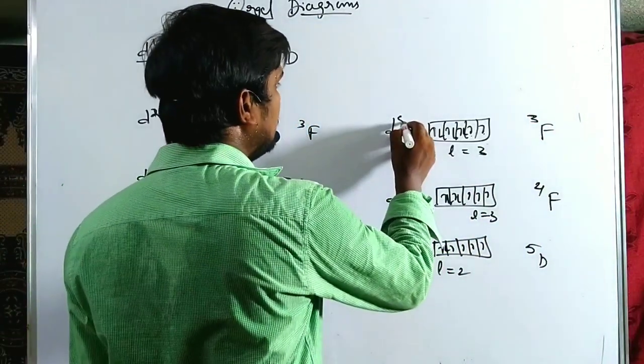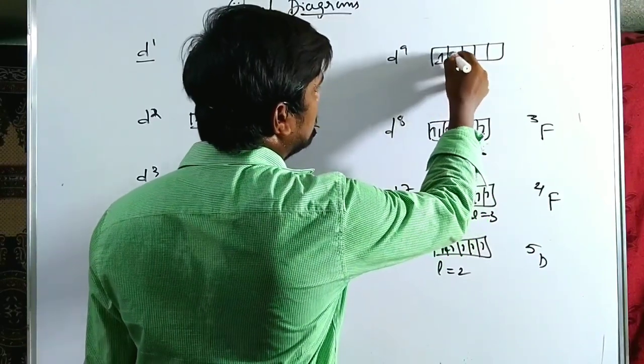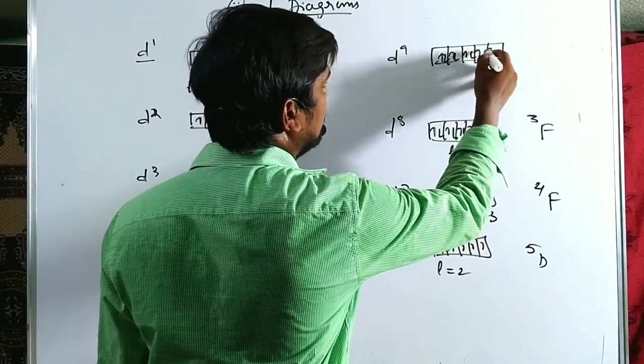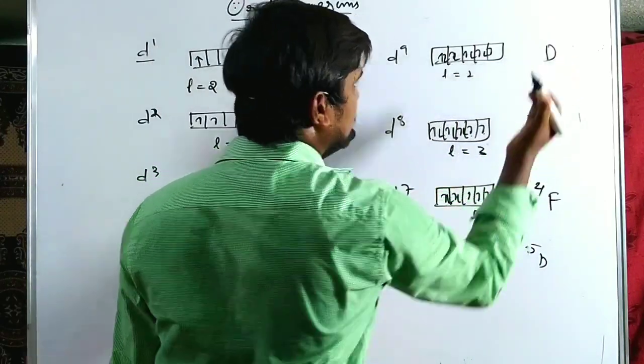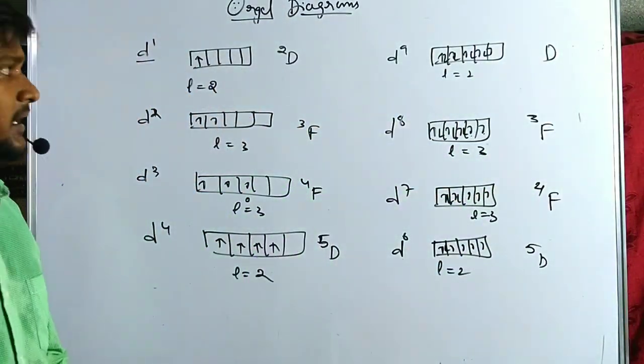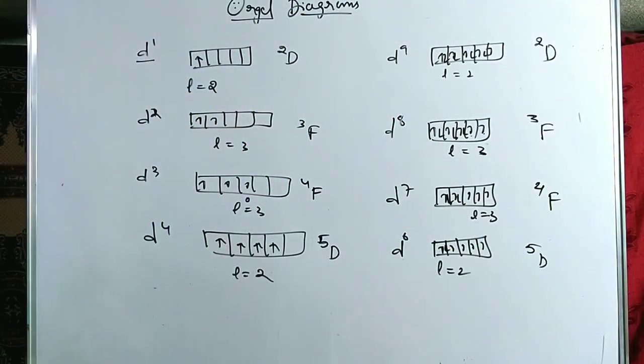Now finally, the d9 case. 1, 2, 3, 4, 5, 6, 7, 8, 9. So here all together cancel. L is equal to 2. Then the term is D. Now here only one unpaired electron is there. 1 plus 1 is 2.